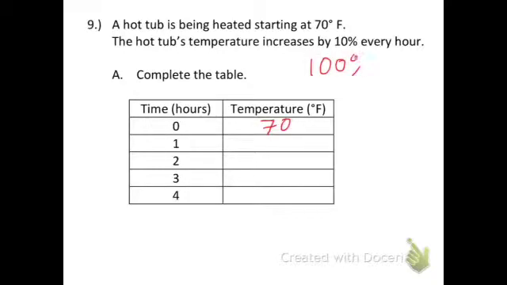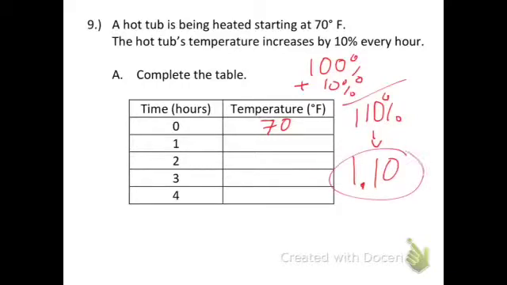If you're trying to figure out what to multiply by to do a 10% increase, start with 100%, and then add what the growth rate is. And so now we're at the wonderful 110%. Convert that to a decimal, which would be 1.10. And that is your common ratio. That's what you multiply by every time.